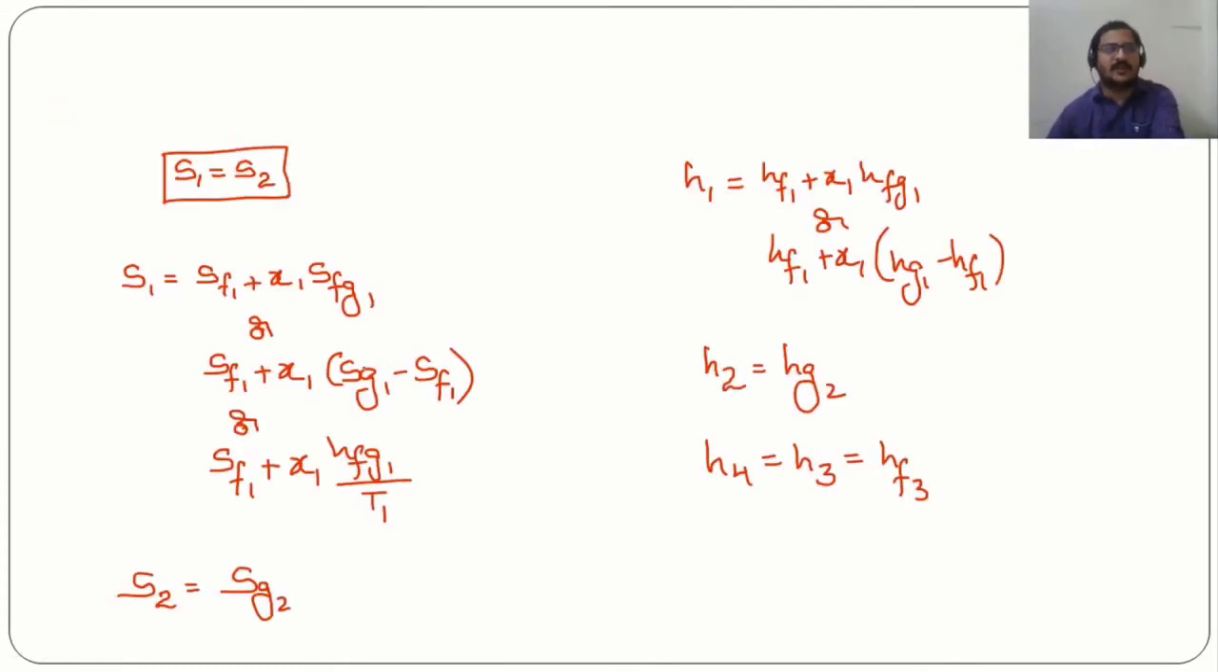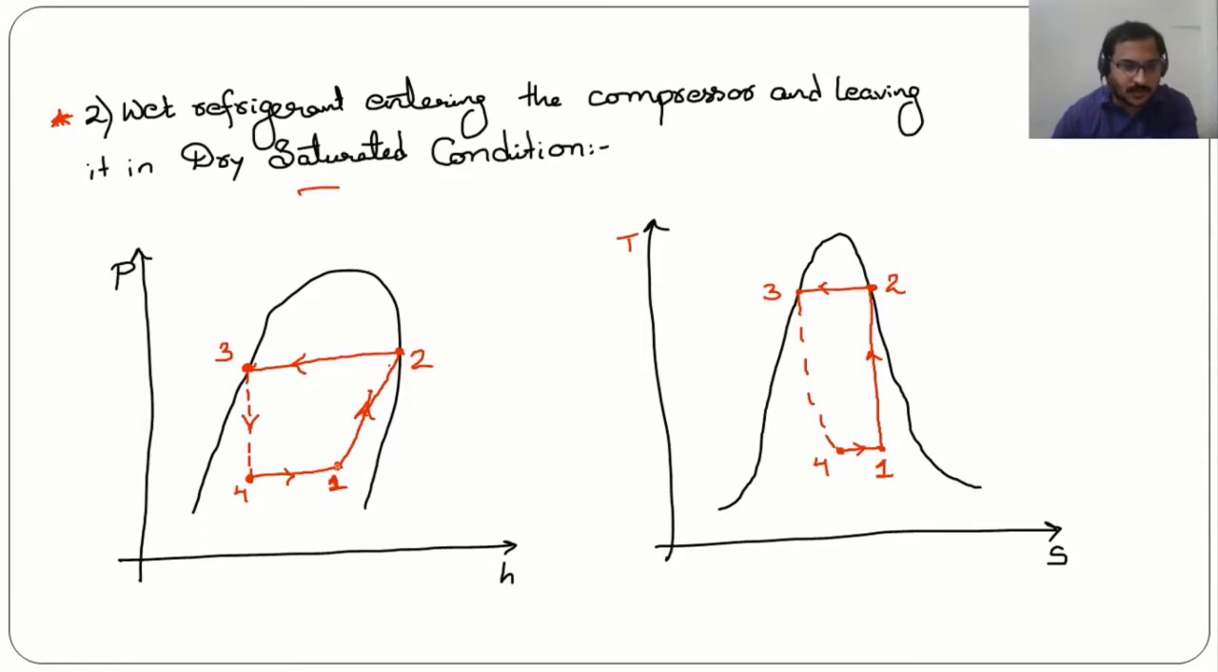So try to remember that when we fix this point 1, the amount of work input required is more in this case, and refrigerating effect, even though it is same, the COP will be less in this case because of more work input. Now let us see the third case.